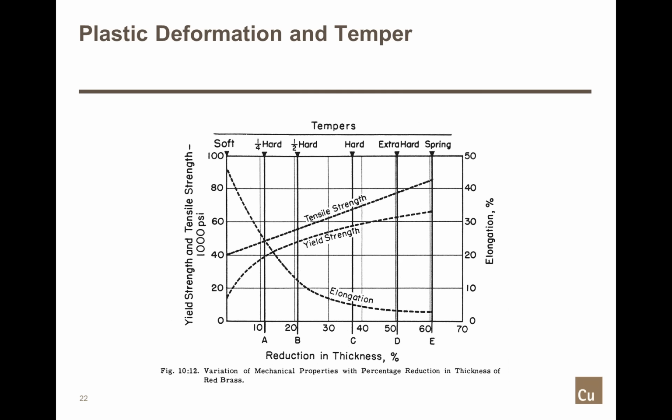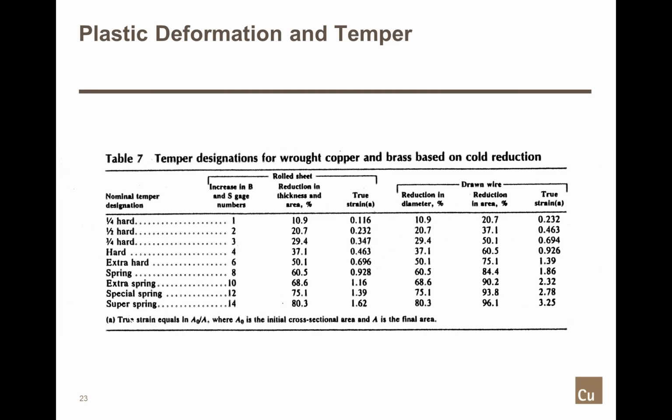And here's a table which shows both rolled sheet and drawn wire, the reduction in diameter for wire or a reduction in thickness for sheet gives you the temper. And like I said, this is the last rolling or drawing of the material before finished size that gives you the temper.